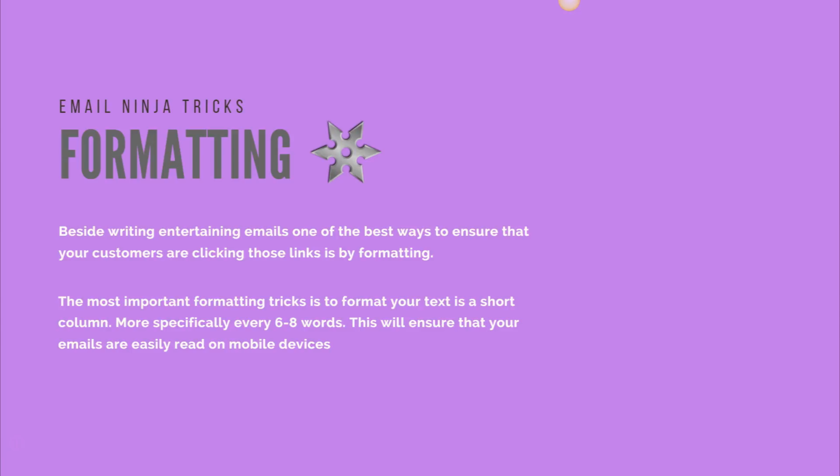All right, so for the first email ninja trick, we're going to talk about formatting. Besides writing entertaining emails, one of the best ways to ensure that your customers are clicking those links is by formatting. The most important formatting trick is to format your text in a short column, more specifically every 6 to 8 words. This will ensure that your emails are easily read on mobile devices.